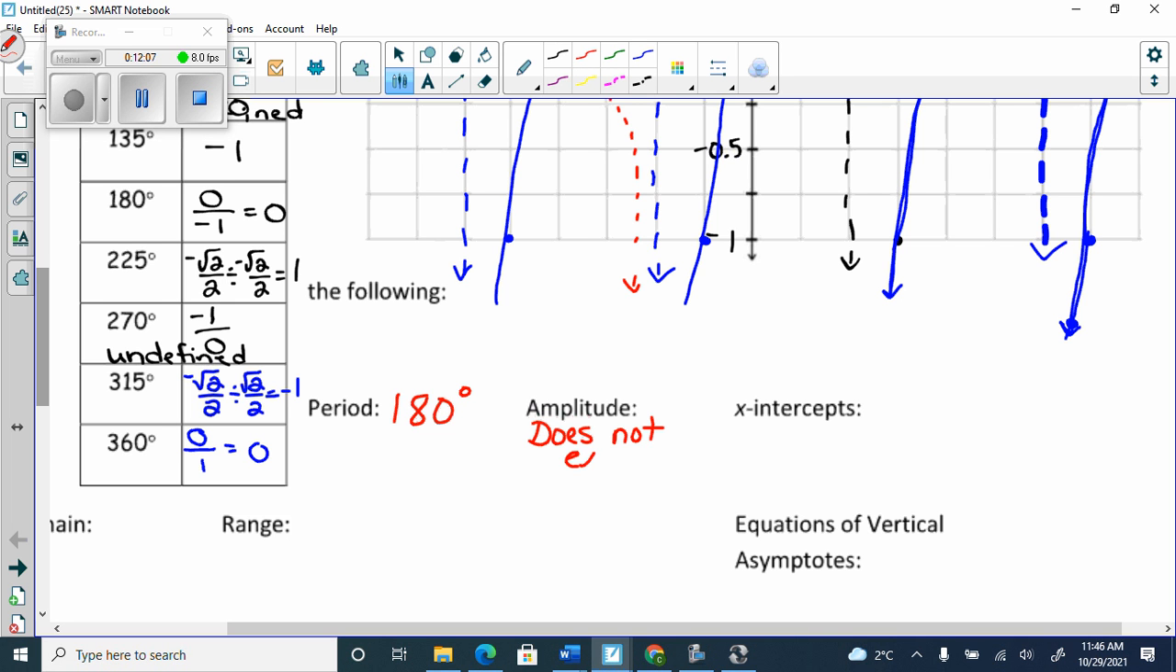Your amplitude would just be infinite. I could never find it. Where do the x-intercepts of this one happen? What's the first positive one?